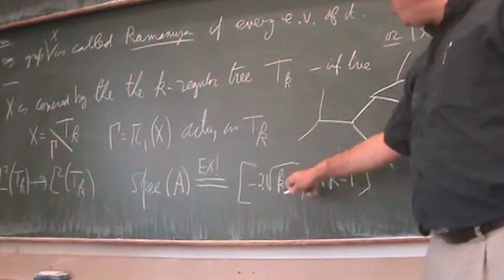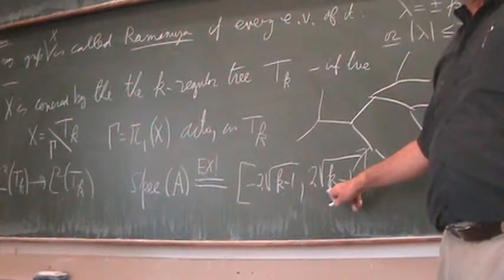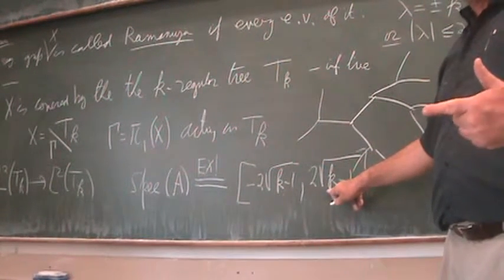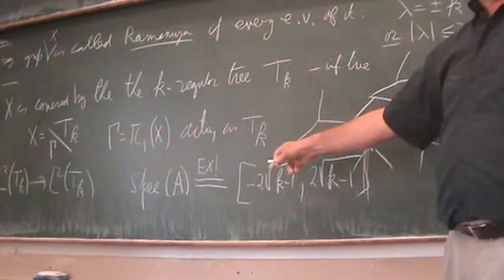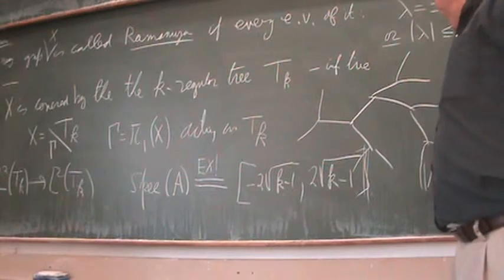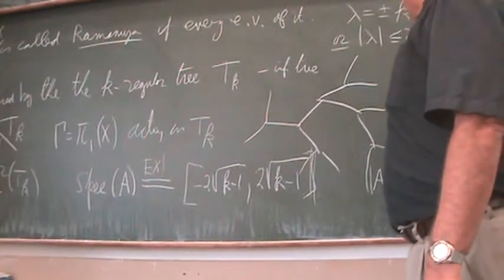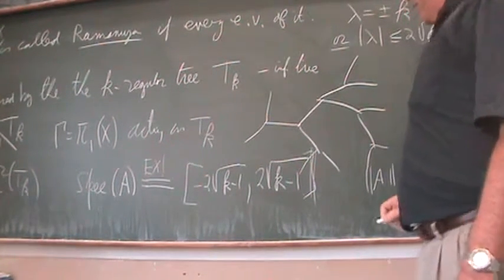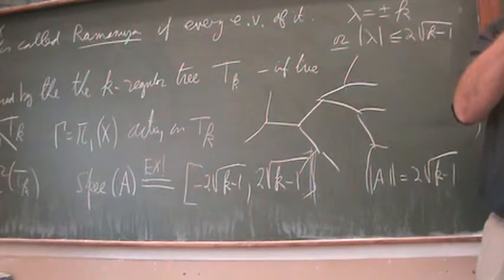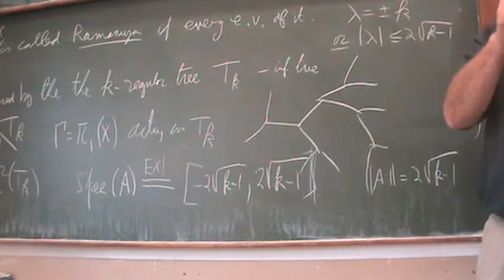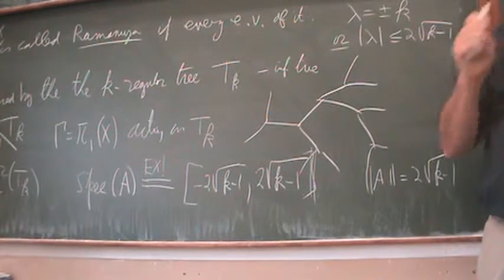Now, what is the norm of such an operator? The norm of an operator A is the top of the spectrum. The norm of A is this, 2 square root of k minus 1. But usually in the literature we say that every eigenvalue is either the trivial one or it's less than or equal to the norm of A.